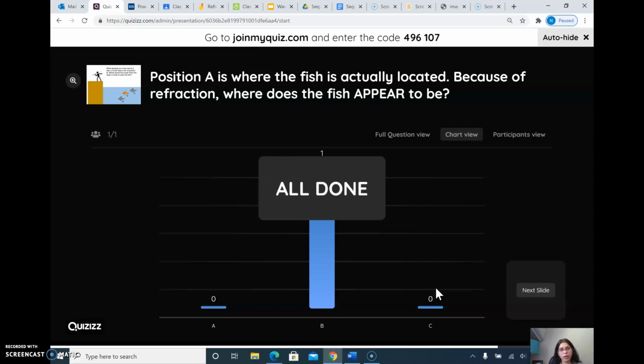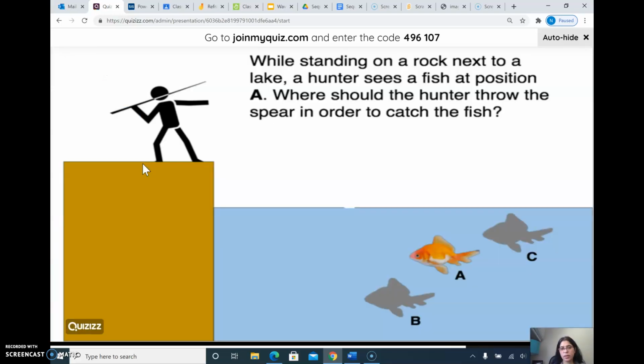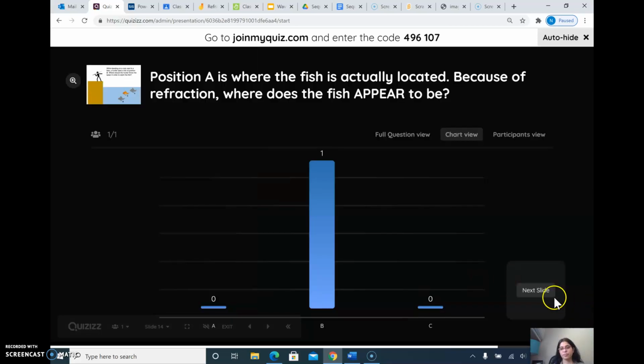All right, B. Okay, if you think so, let me go back. So he sees it here, right? The hunter sees a fish at A position, but basically it goes away, right? It looks closer, but it's not. It's far away. It should be on B. Good guess. Good job.